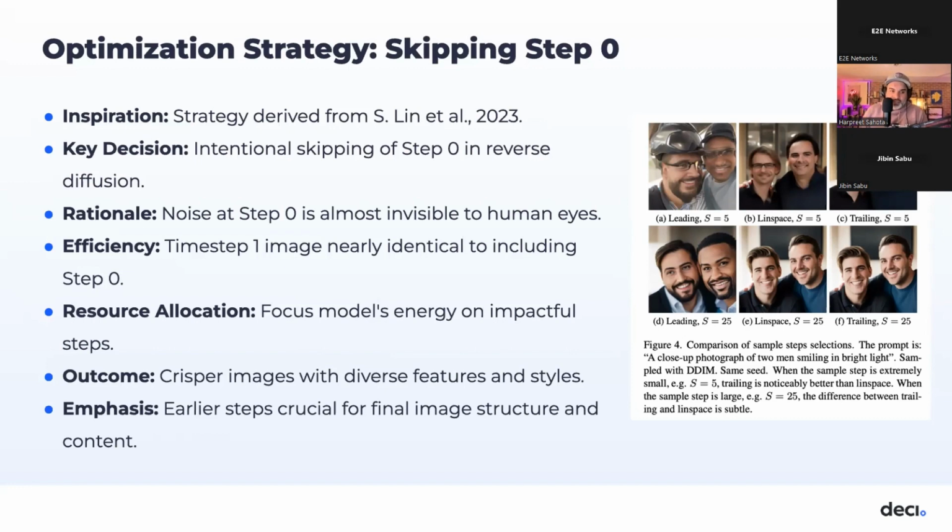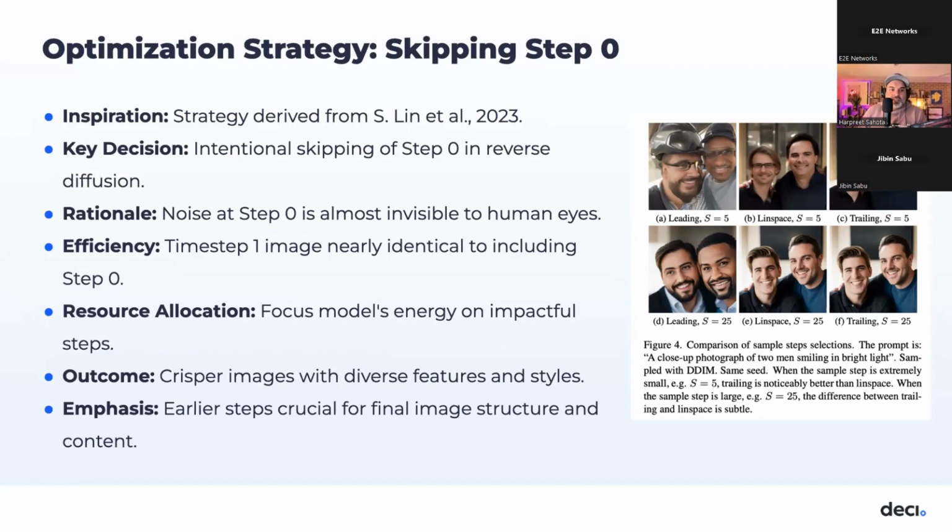So by skipping time step 0 during the image generation process, we're deciding where to focus our model's energy and resources, so to speak. Instead of wasting effort on that last step that doesn't noticeably change the image, we can concentrate again on those intermediate steps that matter the most.